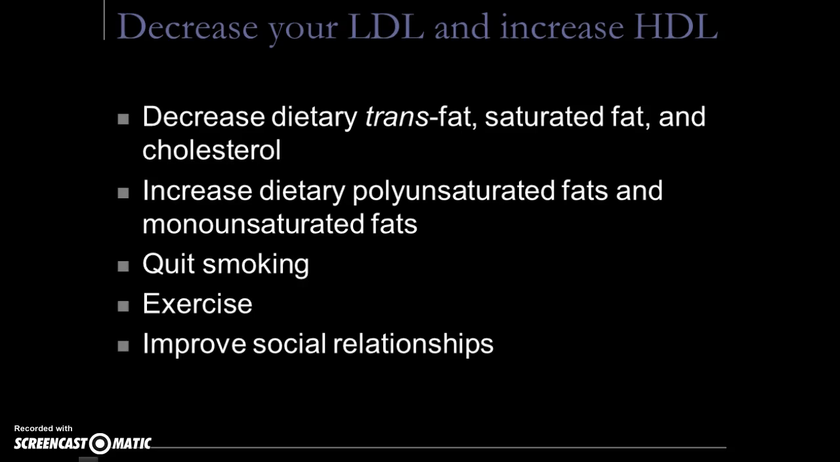We also want to increase our dietary polyunsaturated fats, especially omega-3 fatty acids that are found in walnuts, flaxseed, and fish, as well as our monounsaturated fats. We also want to quit smoking. Smoking is related to increased risk of high cholesterol and heart disease. We want to exercise. Exercise is linked to increasing HDL, or the good lipoprotein, and then improving social relationships. A decrease in overall life stress seems to also help decrease our LDL and increase our HDL.